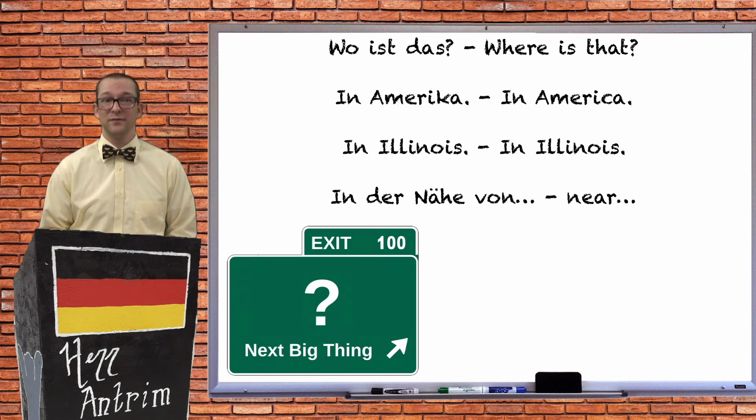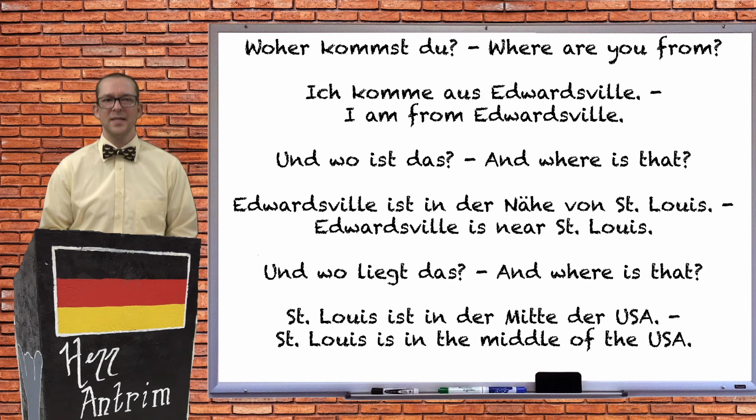If it isn't famous enough, like New York, the answer could be as simple as in Amerika or in Illinois. You could also say in der Nähe von, which is nearby or near something else, and then a nearby place that might be well known enough that they would get an idea of where you live.